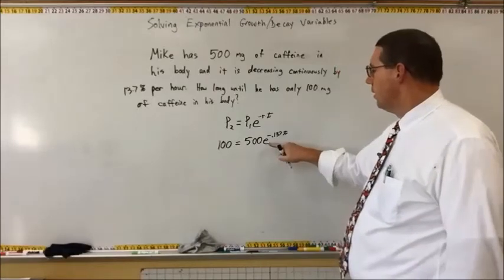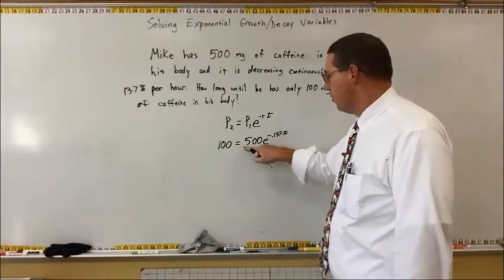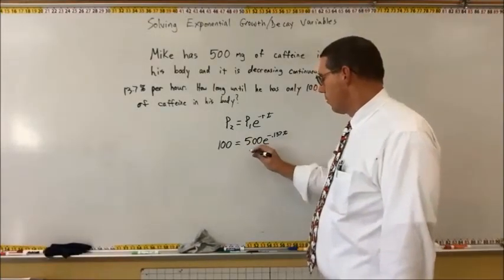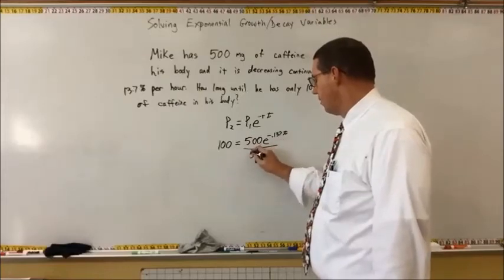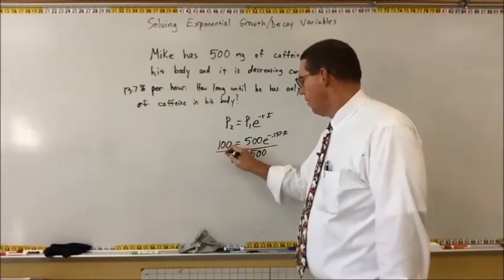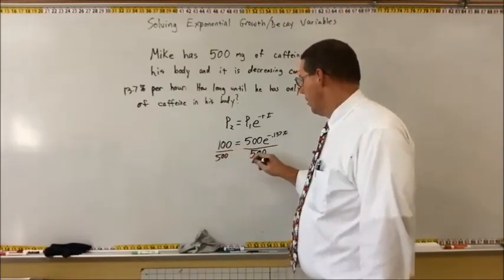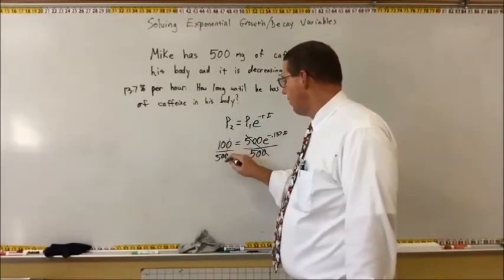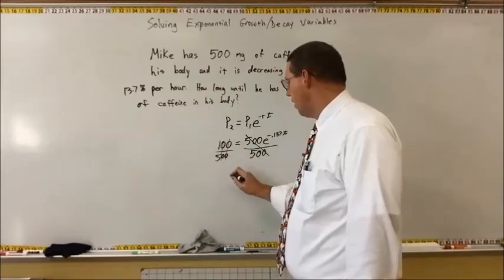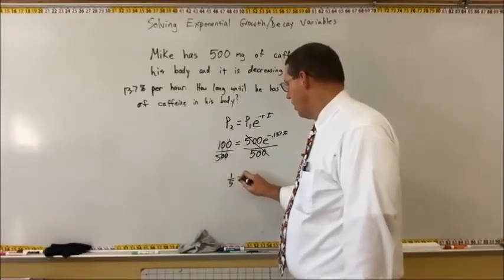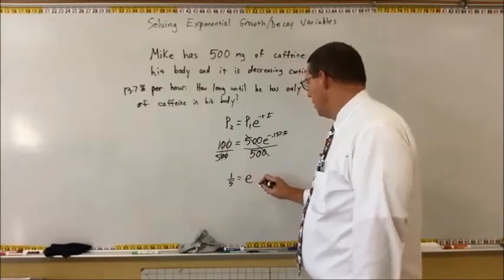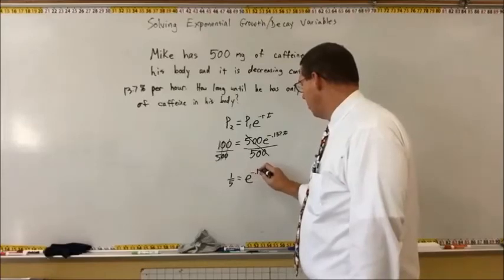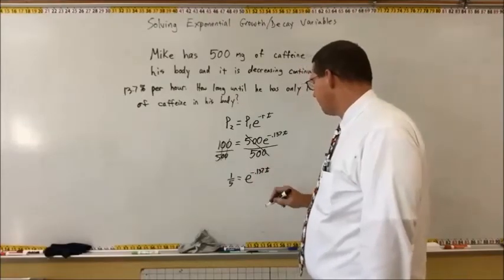We can't cancel the exponential base until this 500 multiplier is gone. So we're going to divide by 500 on both sides. Divide by 500. That's going to cancel the 500 over here. And this 100 divided by 500 is going to become 1/5. So 1/5 is equal to e to the power of negative 0.137 t.